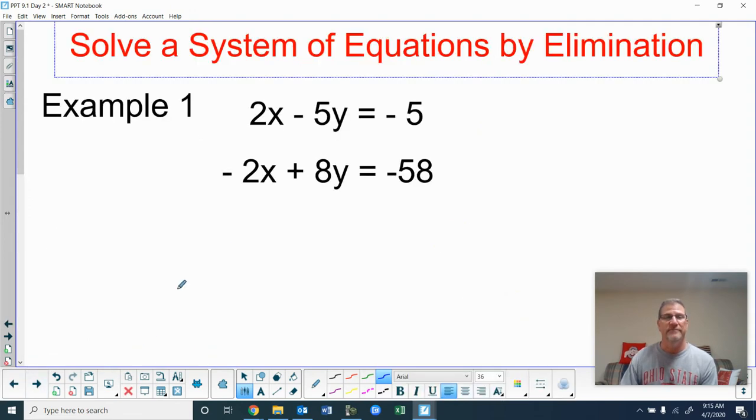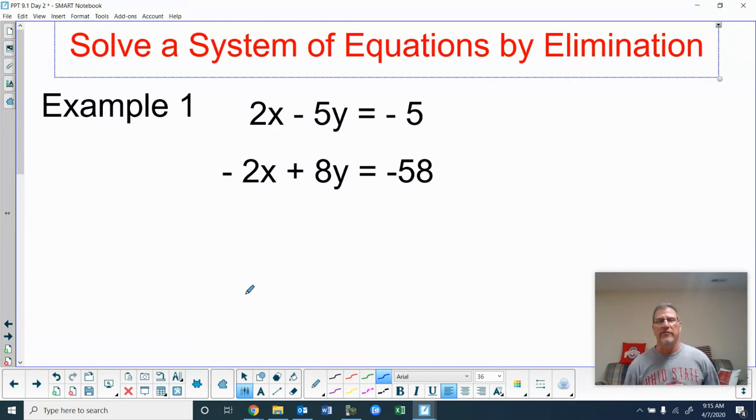All right, so today we're going to solve system of equations by elimination. So in this situation, we want to write our equations on top of each other and make sure everything lines up. So I got my x's first, my y's, my equal to signs, and then my constants on the other side, and everything's lined up.